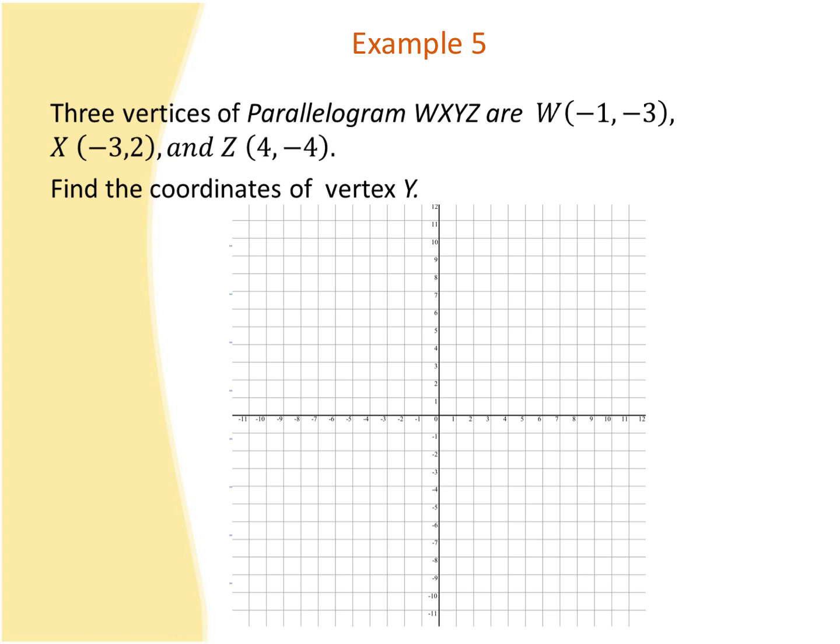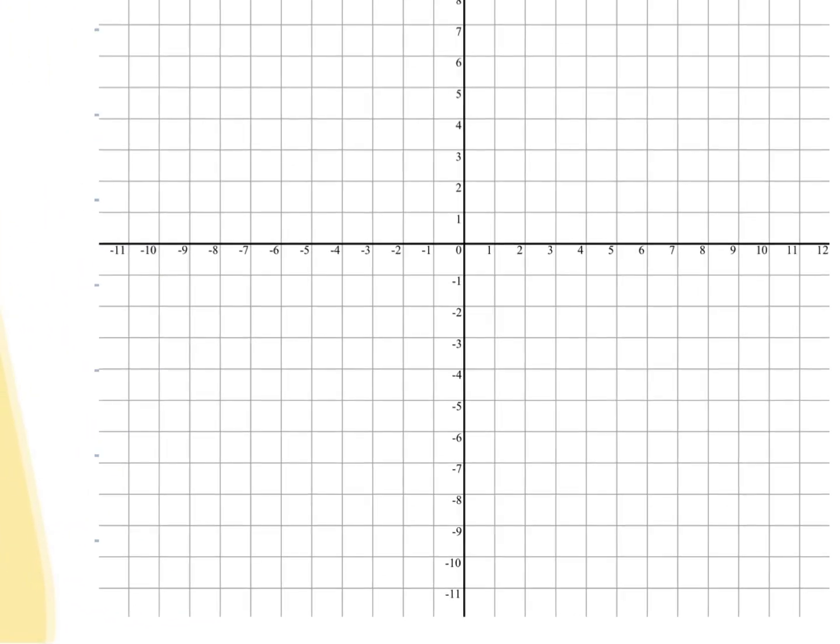Three vertices of parallelogram W, X, Y, Z are W at -1, -3, X at -3, 2, and Z at 4, -4. Can you find the vertex Y? Well, let's figure it out. So let's go ahead and plot these. W's at -1, -3. So this is W.